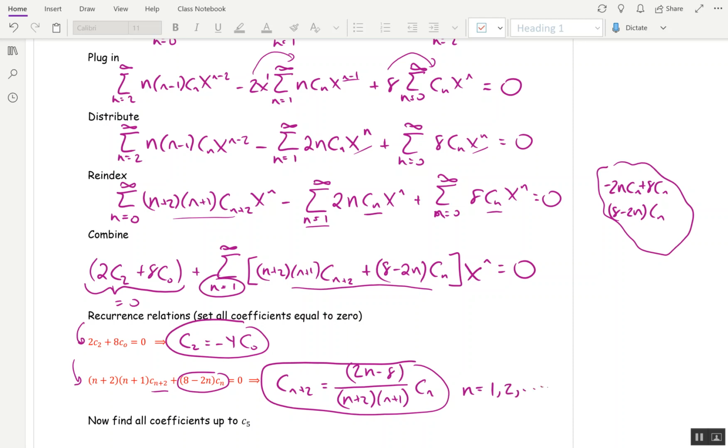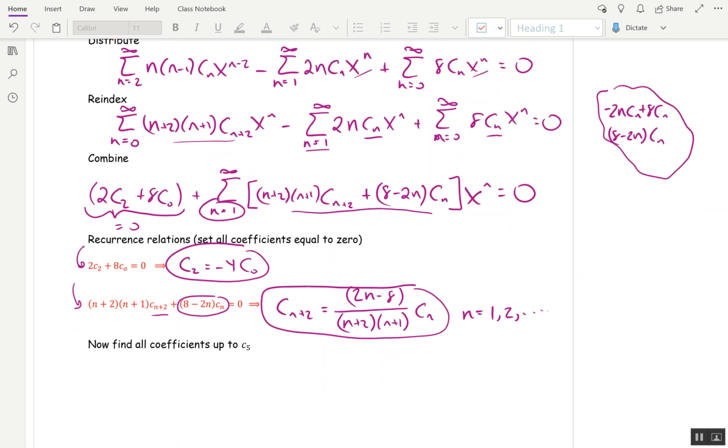All right, now I'm going to find all the coefficients up to C5, and I want to write them all in terms of C0 and C1. So I start with n equal 1. That gives me, and I'm looking at this formula right here, C3 is, if n is 1, I get negative 6 over 6 C1, which is negative C1.